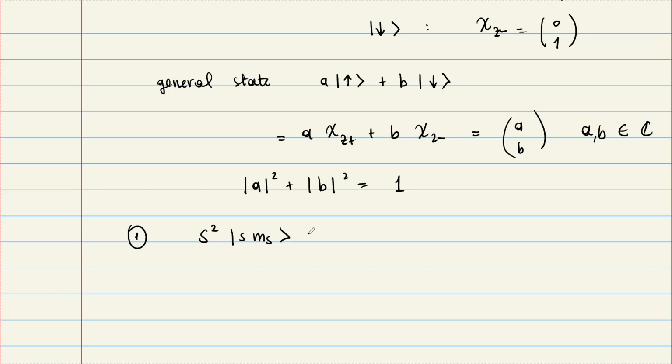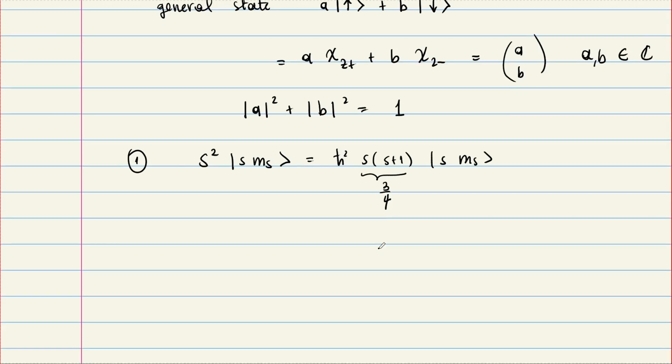S squared on s, ms is equal to h bar squared s times s plus 1 times s, ms. So this thing, if I put s equal to 1/2, is going to be 3/4. You can see this S squared is kind of like an identity, right? It doesn't change whatever I give. It gives the same thing up to a coefficient. It behaves like an identity matrix. Of course, you can do the most general matrix and then work it out, and you can obtain what it is. But I won't do that.